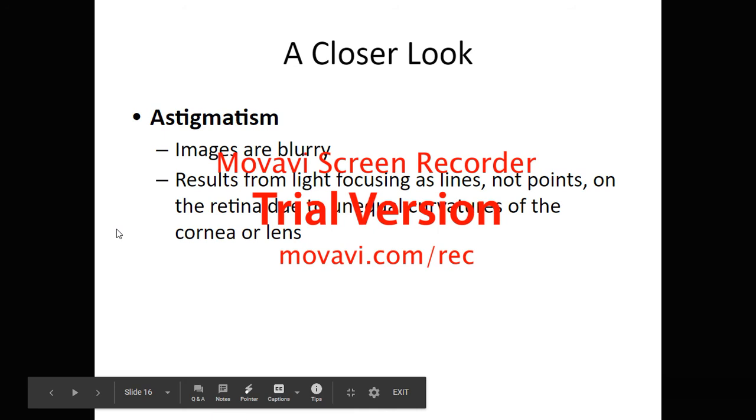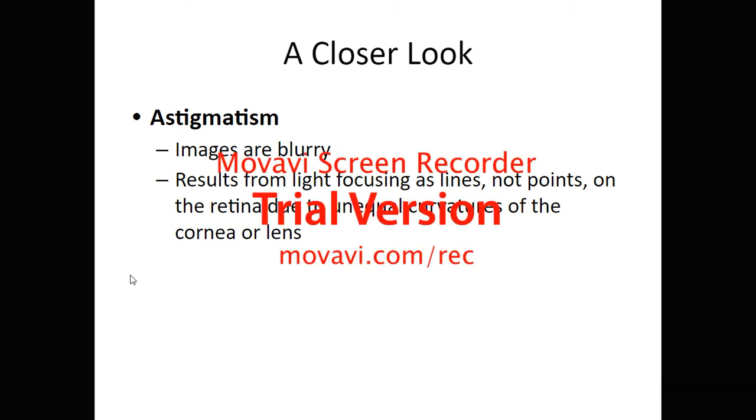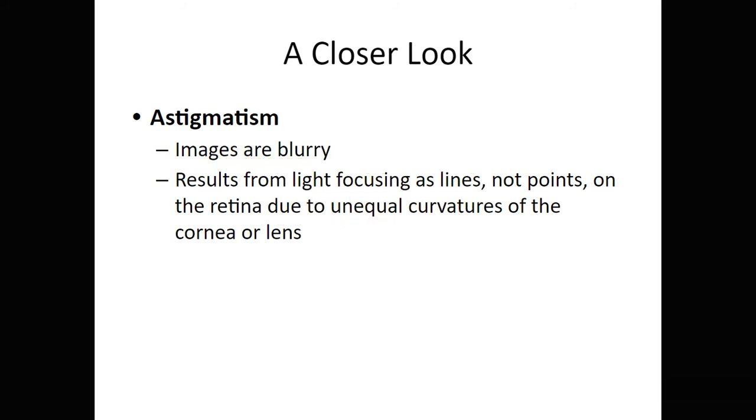All right, so with astigmatism, images are blurry. This can result from light focusing as lines, not points, on the retina due to unequal curvatures of the cornea or lens. And I have an astigmatism in one of my eyes, so you still can get glasses to correct that issue also.